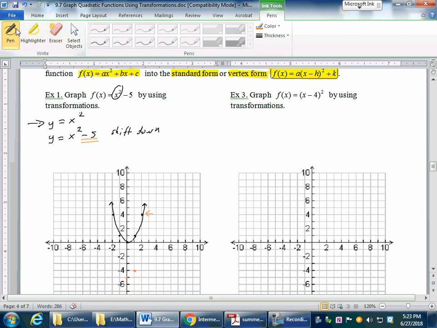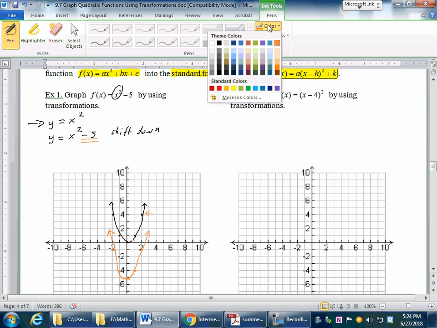So I erase one of the points. If I shift down this point 5 units, it'll be 1, 2, 3, 4, 5. And if I shift down the next point from the parent's graph, you don't have to shift every single point. If you see the sketch already, then you can basically sketch it. So now my final graph will be what? A parabola shifted down 5 units from the parent's graph.